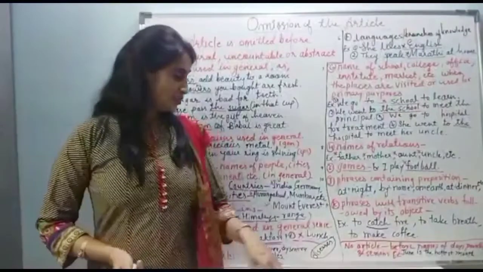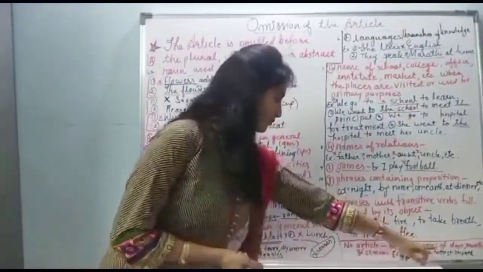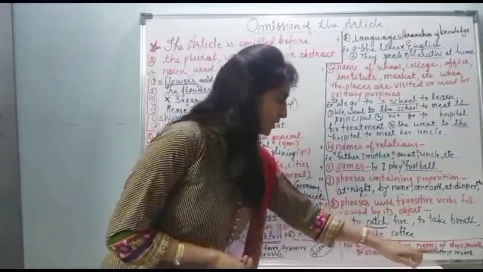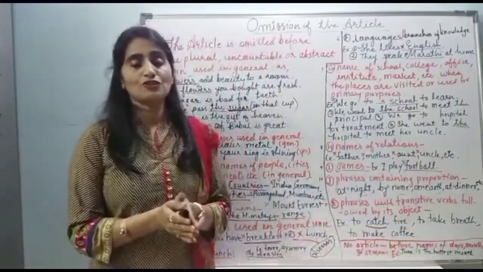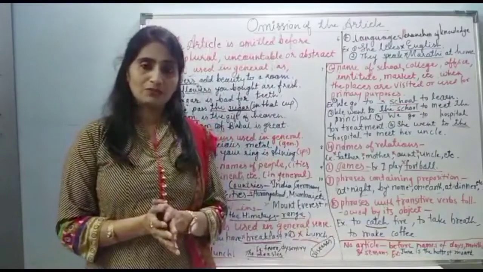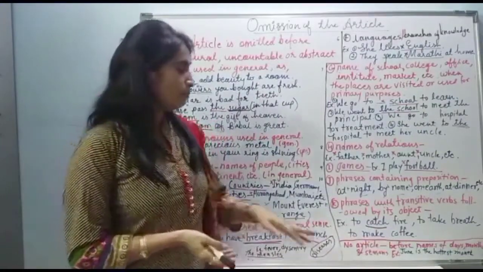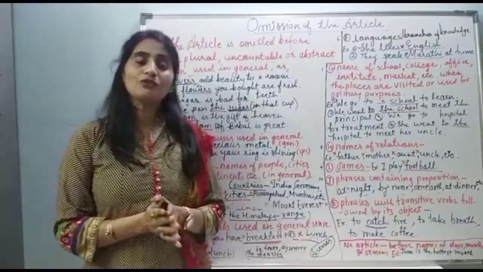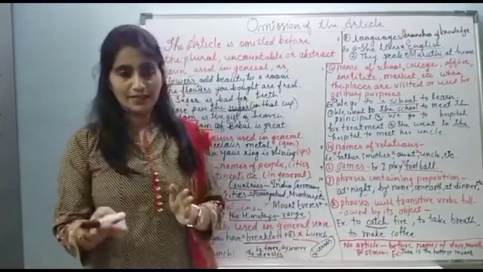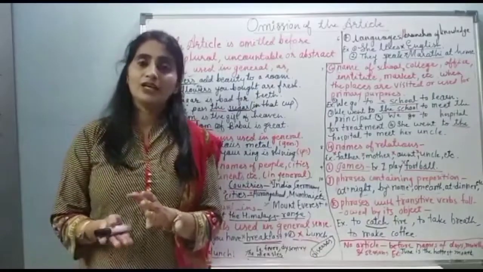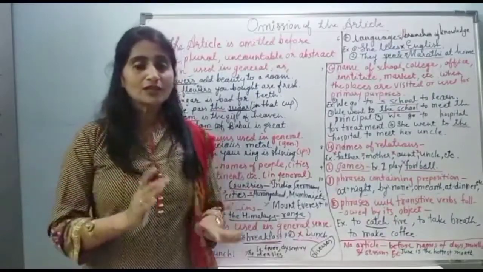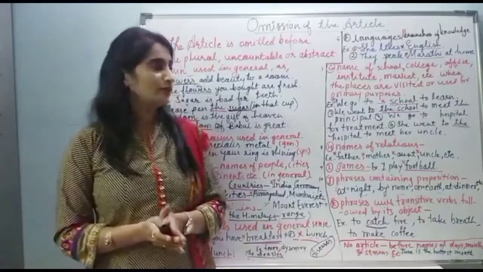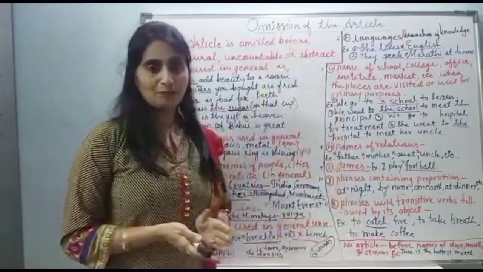In the same way, there should be no article before the names of days, months and seasons. For example, June is the hottest month. We should not say the June is the hottest month. In the same way, before the names of the days we should just say Sunday, Monday, Tuesday, and not the Sunday, the Monday, the Tuesday. I hope that you have understood this.